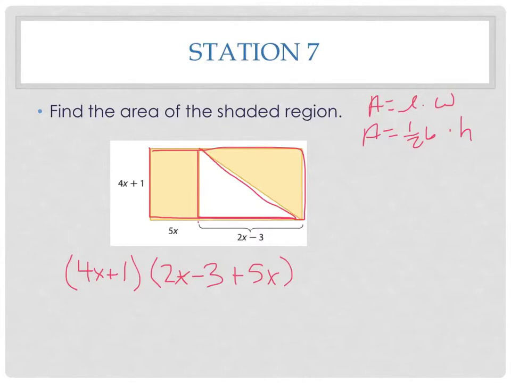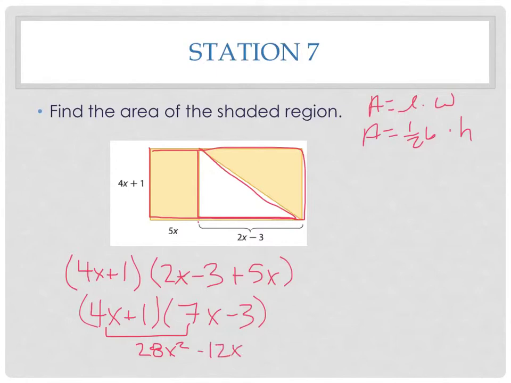So to simplify that, that's going to be 4x plus 1 times, 2x and 5x is going to be 7x minus 3. So to find the area, I'm going to use FOIL. First, 4x times 7x is going to be 28x squared. Outside, 4x times a negative 3 is going to be negative 12x. Inside, 7x times 1 is going to be plus 7x. And last, negative 3 times 1 is negative 3.